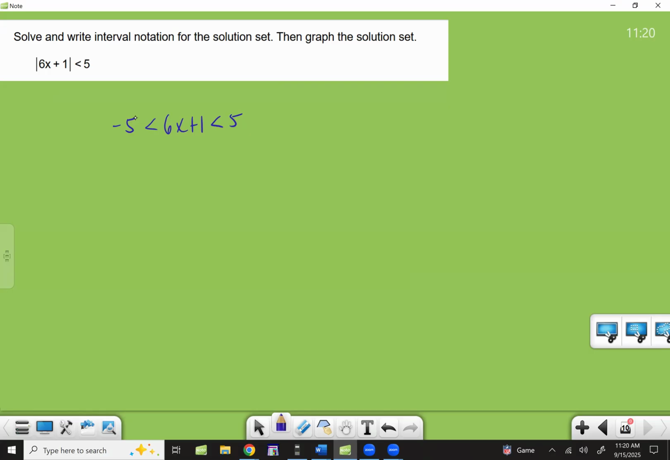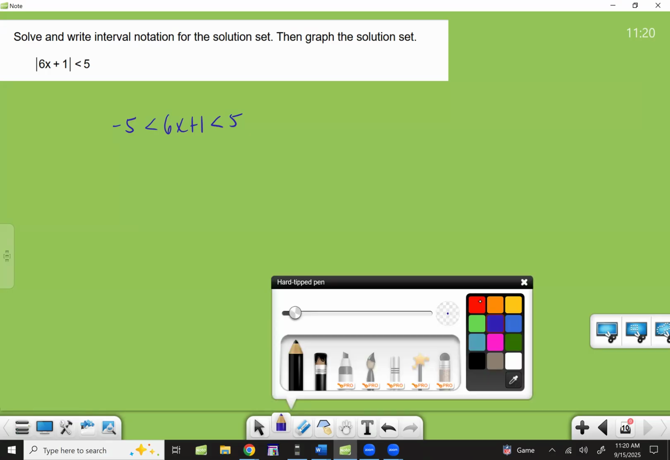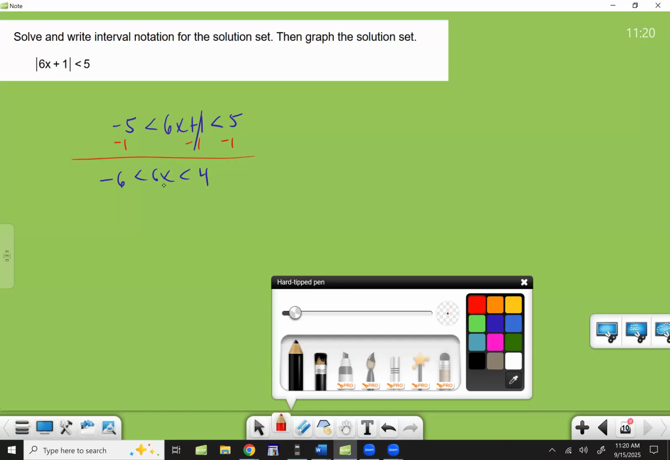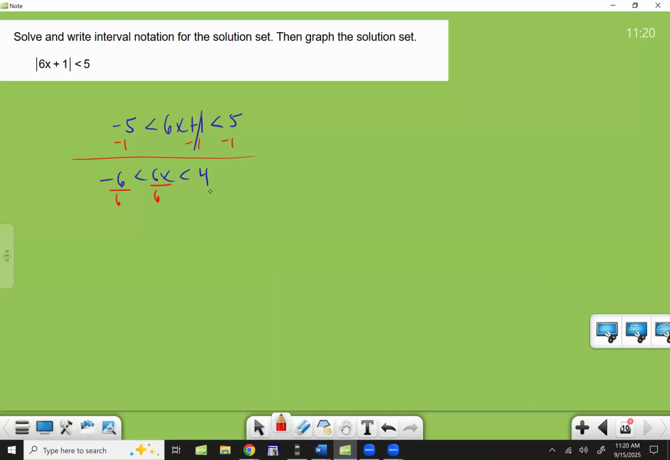Then we solve this 3-part inequality. If you remember, we try to get the x by itself by subtracting 1, but we have to do it 3 times. That's what was different about this. So we have negative 6 less than 6x. These guys are goners. And 5 minus 1 is 4. Now we've got to get rid of that 6 that's multiplying the x, so we're going to divide.